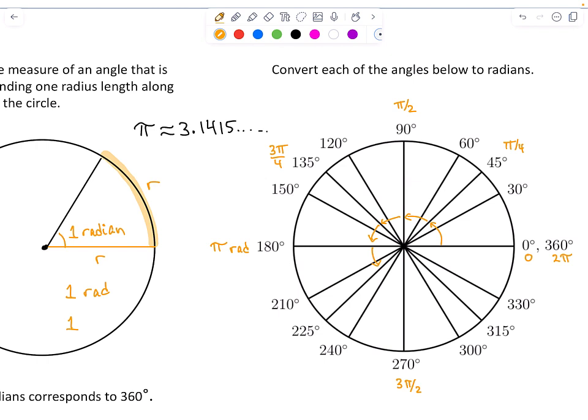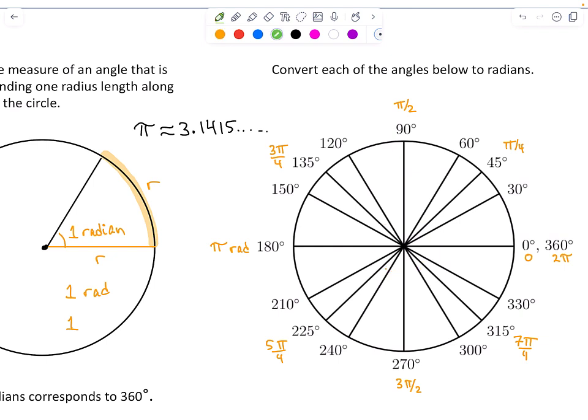Rotate pi fourths one more time. We have 5 pi fourths. Rotate pi fourths again, we get 3 pi halves, because 5 pi fourths plus pi fourths is 6 pi fourths, which is 3 pi halves. Rotate another pi fourths, that takes us to 7 pi fourths. And then the final rotation, add pi fourths to 7 pi fourths, we get 8 pi fourths, which is 2 pi.